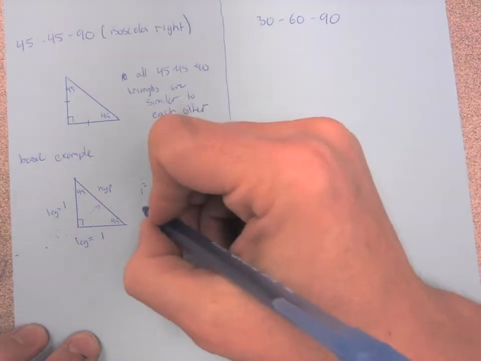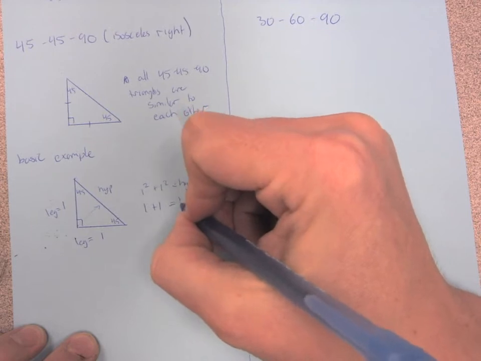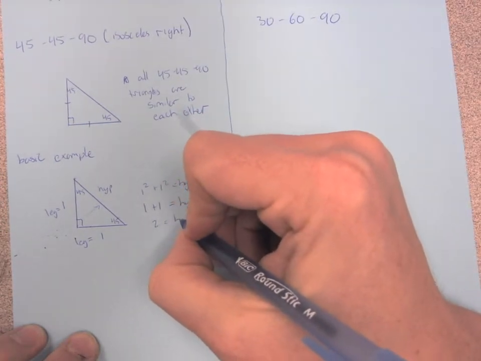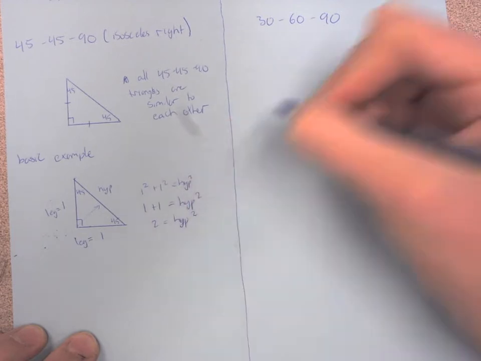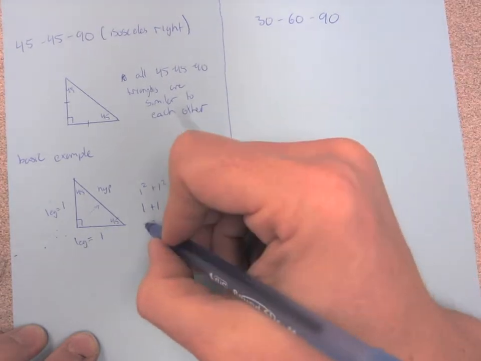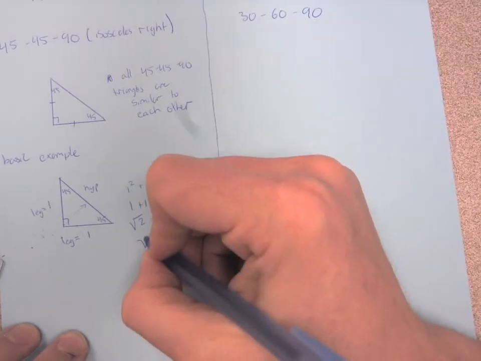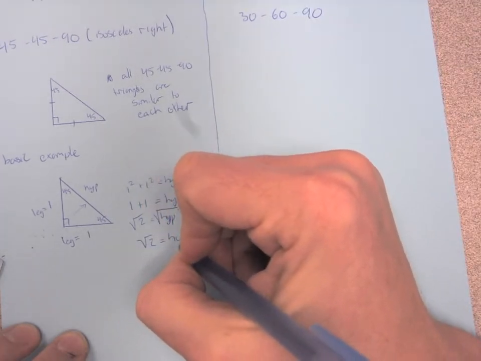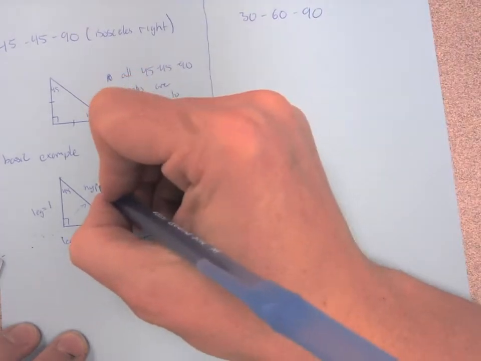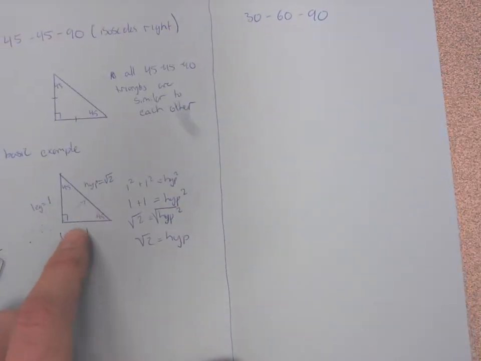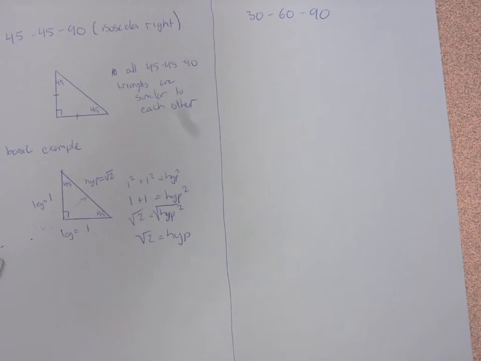Okay? Well, this is 1 plus 1 equals hypotenuse squared, or 2 equals hypotenuse squared. Okay, to get just the hypotenuse, I need to take the square root on both sides, which gives me the square root of 2 equals the hypotenuse. Okay? Doesn't come out nice. It's an irrational number, but that's okay. This is the relationship between the sides.